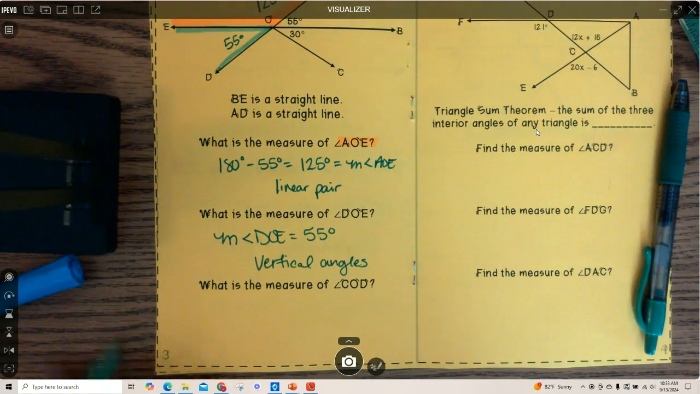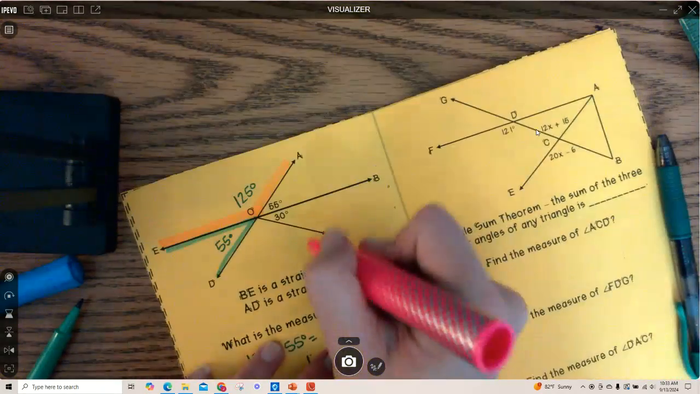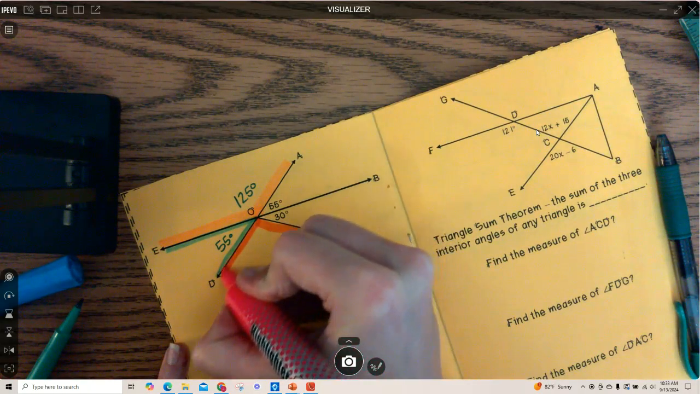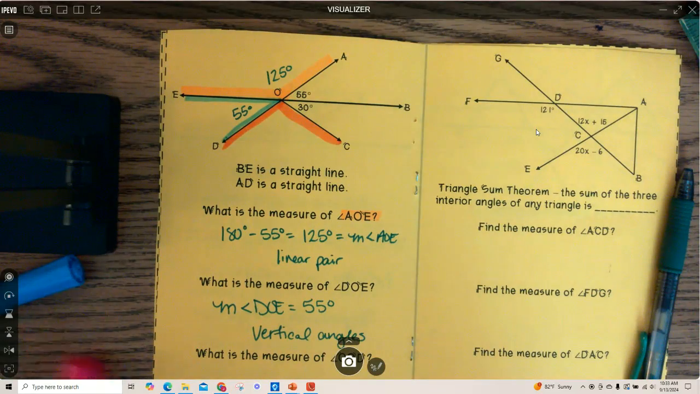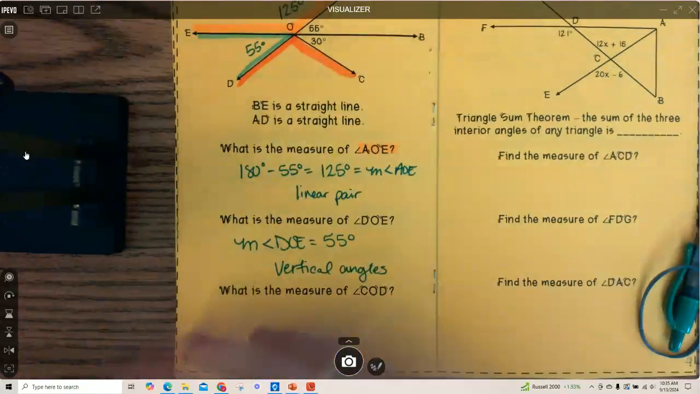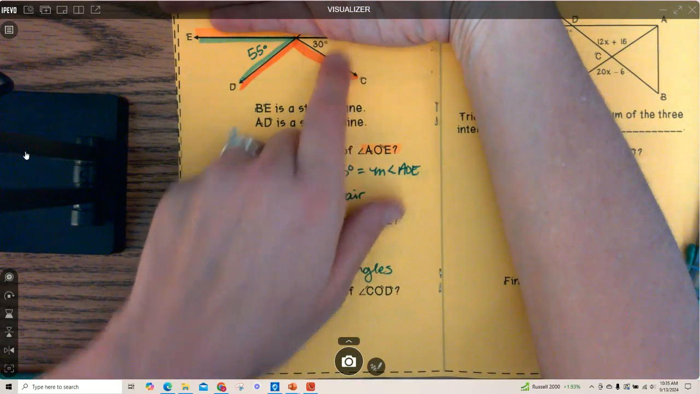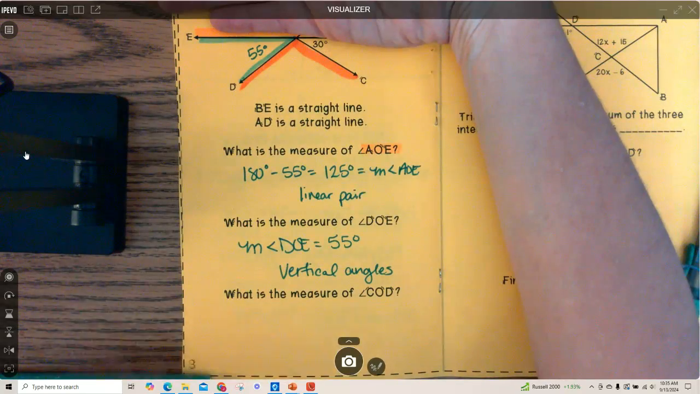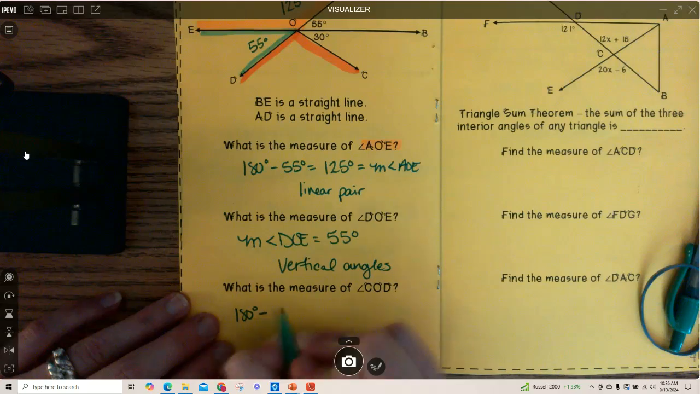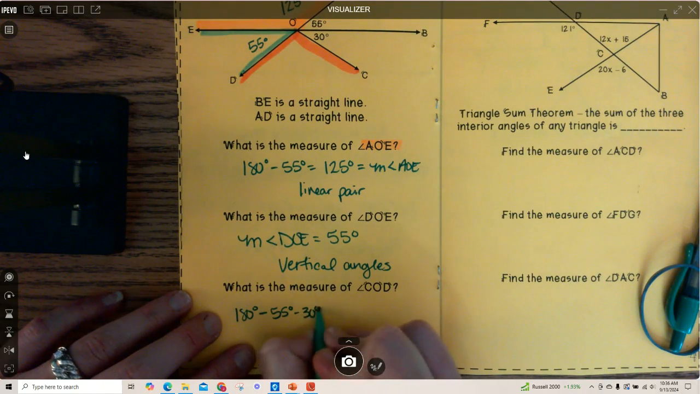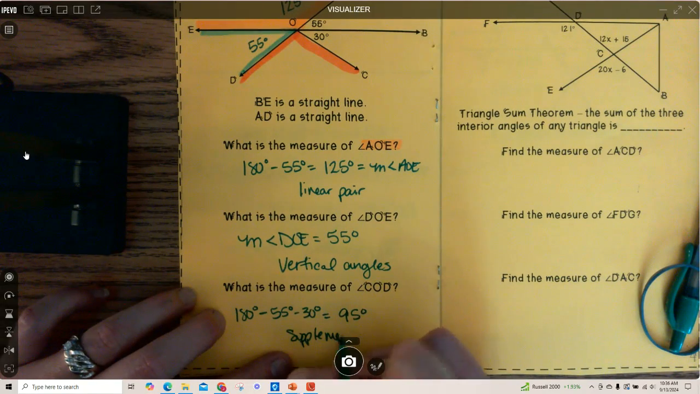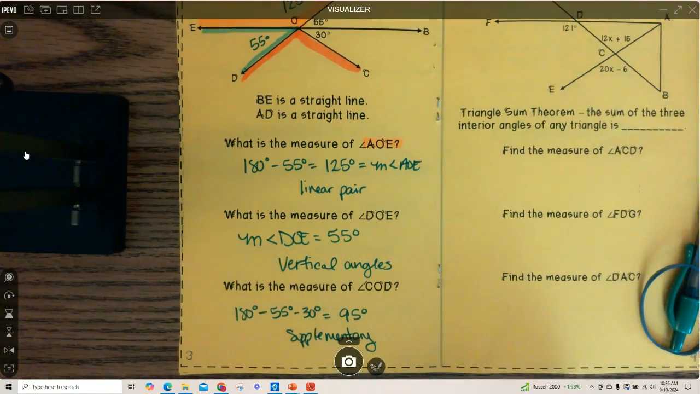All right, and then finally, what's the measure of COD? So COD would be this here, that section. Okay, so COD, we've got this straight line here, so these are supplementary angles, meaning these three angles are going to add up to 180. So I can take 180, subtract the measurements that I know, and I get 95 degrees, and those are supplementary angles.